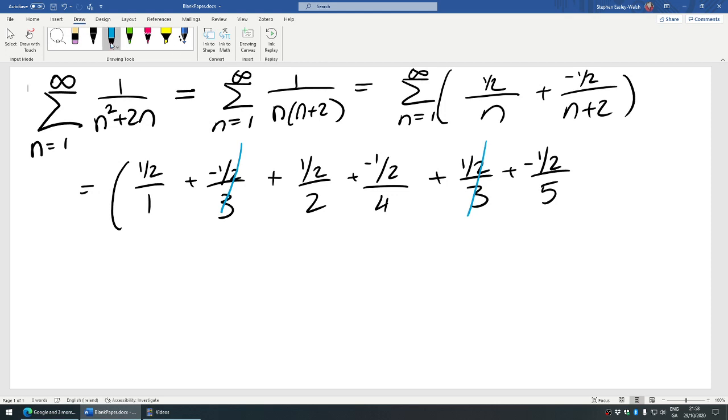I better do some more actually. 1, 2, 3, I'll do 4. That's plus a half over 4 plus minus a half over 6, etc., etc. So what cancels now? Minus a half over 4 and a half over 4.